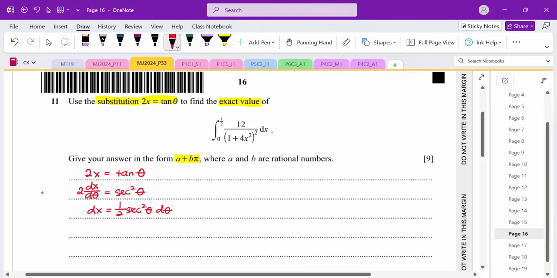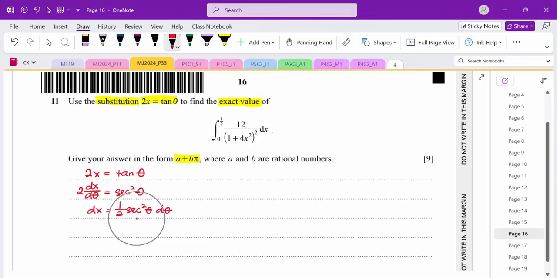Why am I doing so? Because in my question here, I'm having all the variables with x. So by using substitution, I want to change all the variables here into theta later. So I will want to write out dx in terms of d theta first.